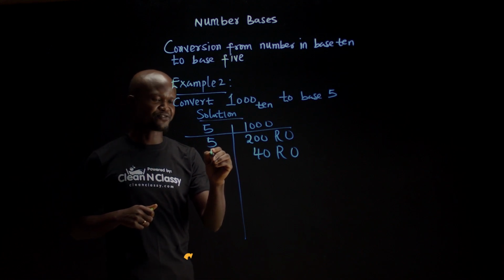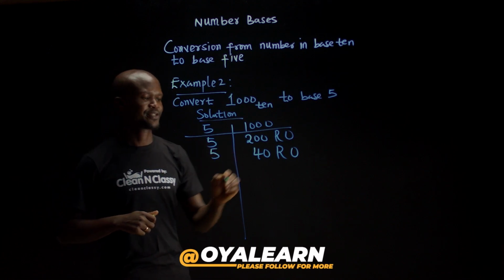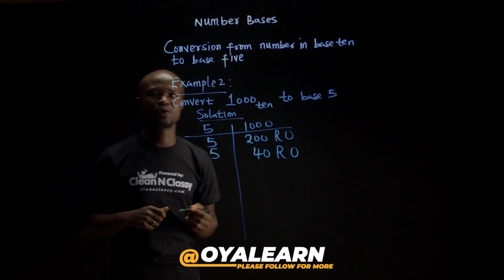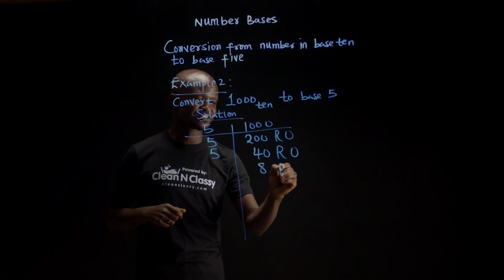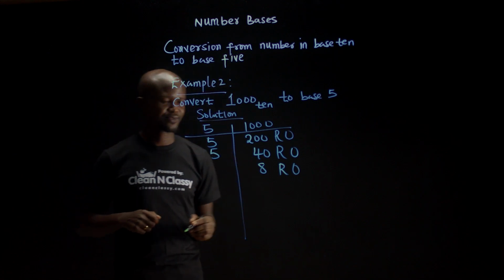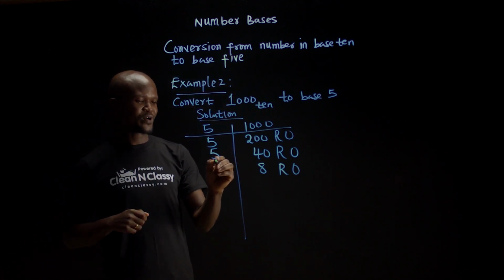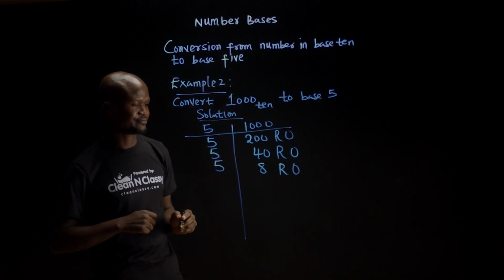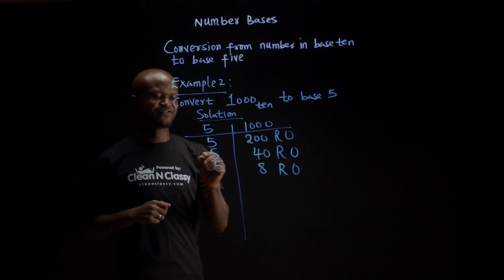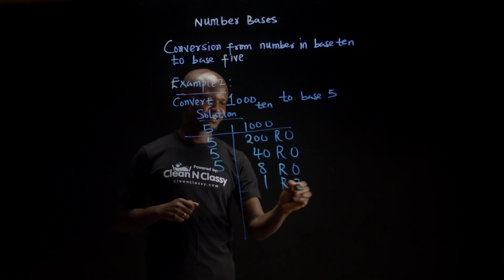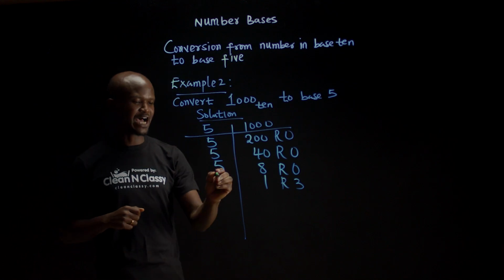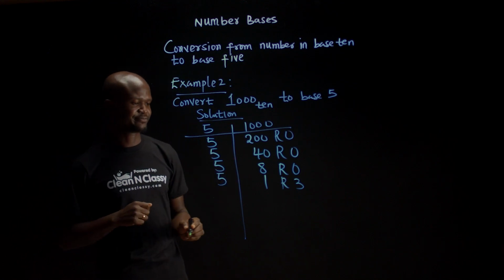Now we divide by 5 again. 40 divided by 5. What will you have? That is 8. Remainder what? 0. Now we divide by 5 again. 8 divided by 5. 1. Remainder what? 3.